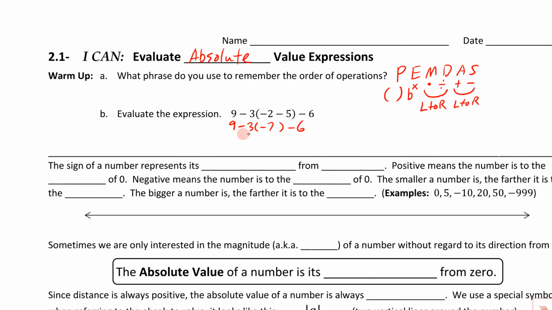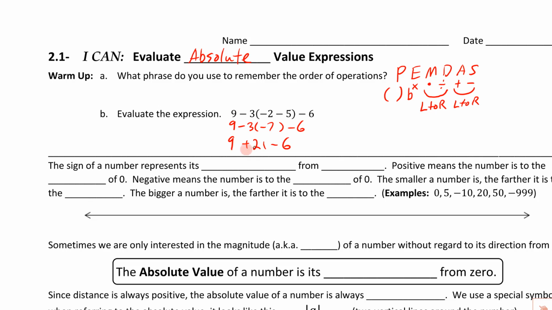This is a term right here, a term right here, and a term right here. The reason this is one term is because that's put together with that implied multiplication. So we do have some multiplication here, so we're going to go ahead and do that next. So we're going to have 9, and then we've got negative 3 times negative 7. That's going to be plus 21. So plus 21 right here. And then we subtract 6 from that.